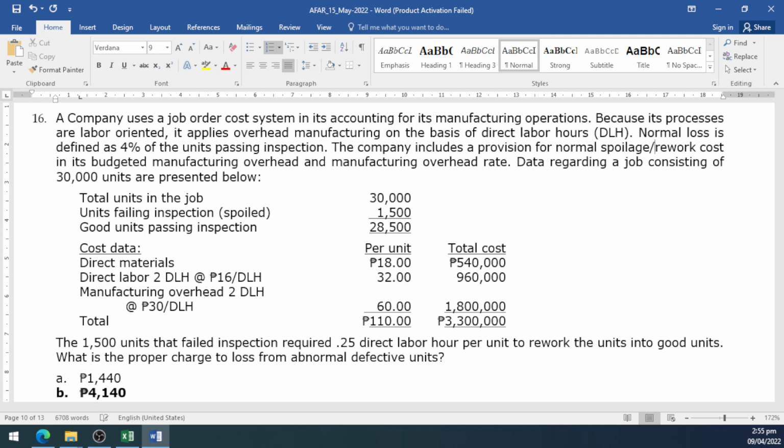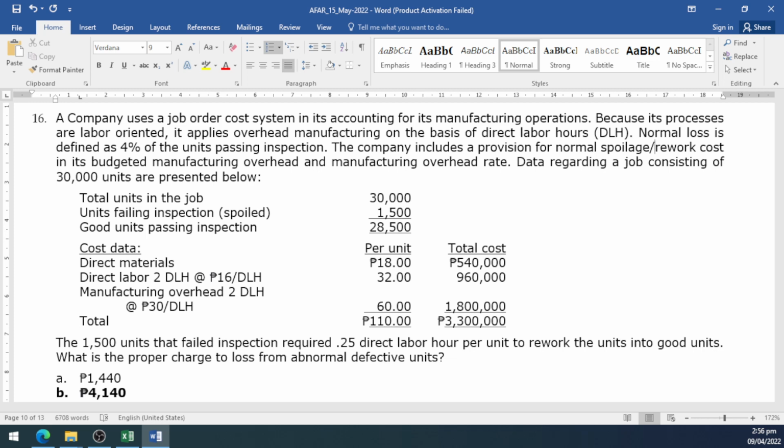Signifying that the method to be used in accounting for normal losses is to charge to all jobs. But for abnormal, of course, there's no such method. We will charge the loss to a loss account.